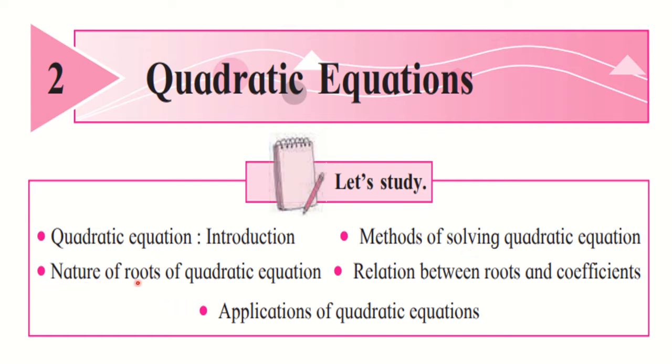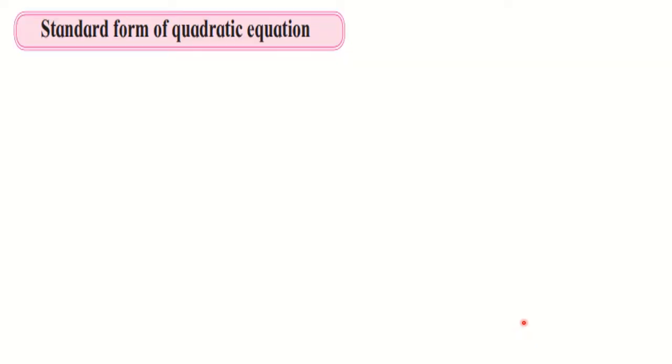Also, in the topic nature of roots of quadratic equation, some part is omitted. And the relation between roots and coefficient, this complete topic is omitted. Okay, so I'll let you know as we go further which questions and which part are omitted. And finally we have applications of quadratic equations, that means word problems based on quadratic equations. Okay, so let us start with the general form of quadratic equation here.